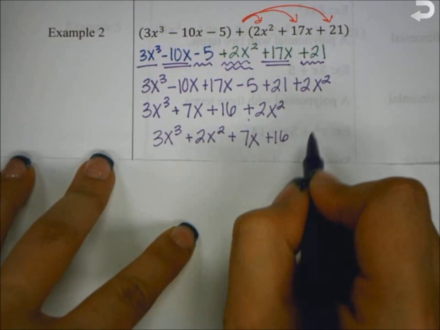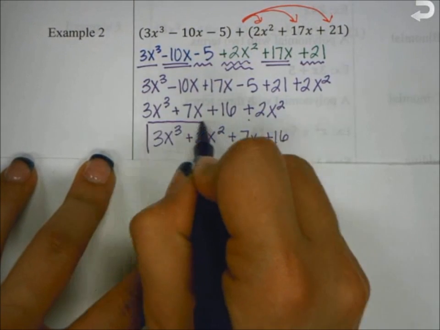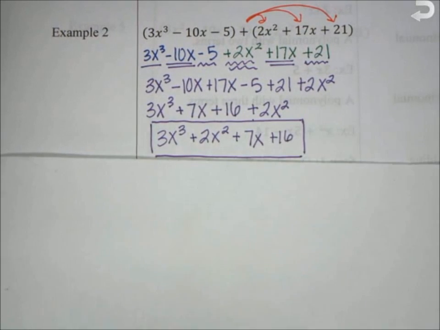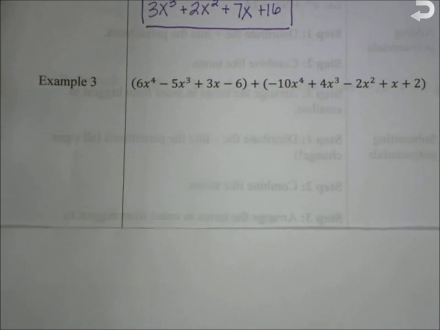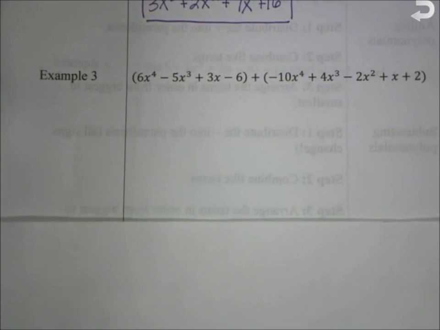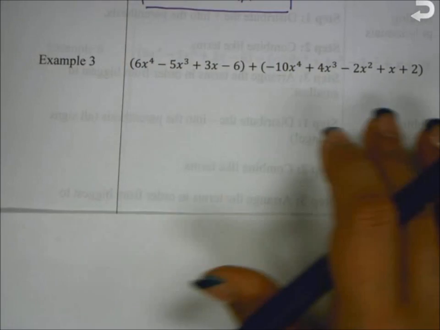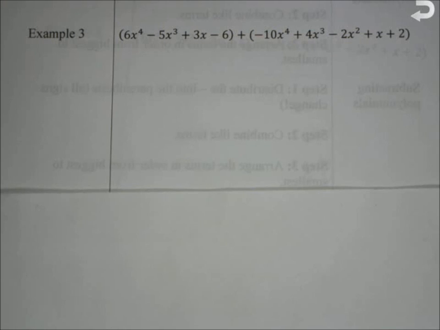That's the answer. So example 3 is an example of a longer one. A little bit longer. What I would like you to do is try this one on your own. Okay, what's my first step? I need a volunteer. Distribute. Distribute what? The positive. Good. Distribute the positive. Everybody, does distributing the positive change anything?